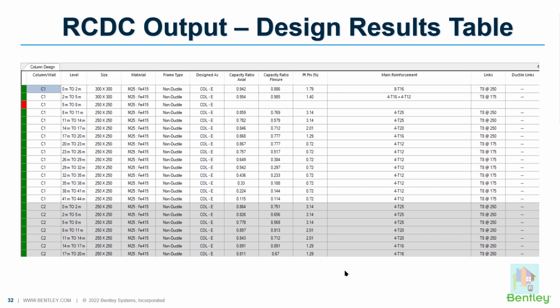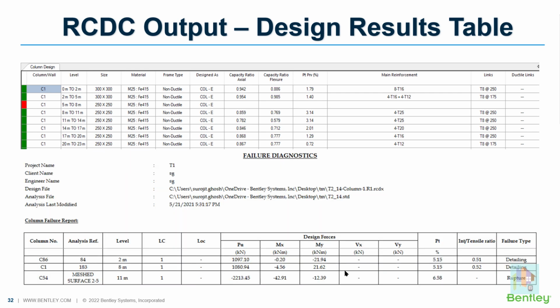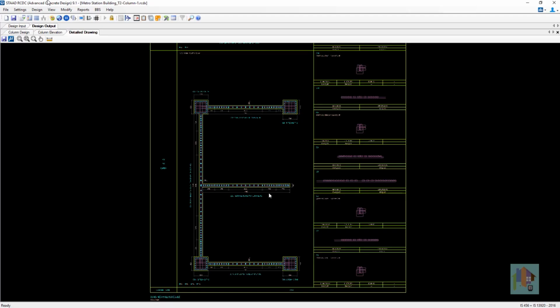First of all, RCDC generates very good and detailed design results in tabular format, which you can copy. Not only that, it will also provide you the failure diagnostic. If some of your members fail, then it will inform you about the reason for the failure, and accordingly you can check or rectify your problem. For example, it can tell you that your column fails due to the detailing ratio, or because the percentage of steel, the PT percentage, is over your specified limit. So you can check from here, and you can rectify your model accordingly.